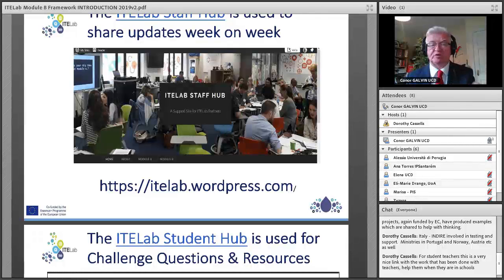Now, I will mention one other point. This is an open space. We are not putting passwords or any protected space around this in any way. So it will not be necessary to register to the module on an individual basis as a lecturer or whatever. All you have to do is go to the tab that's there, ITELab.wordpress.com, and it will be there for you to use. So it's not locked, it's publicly available.